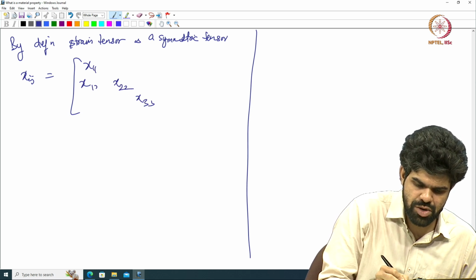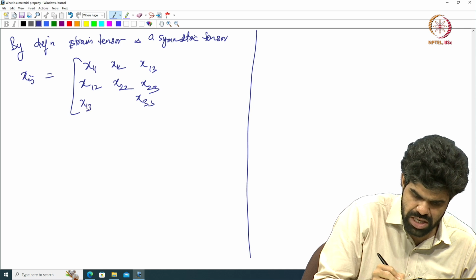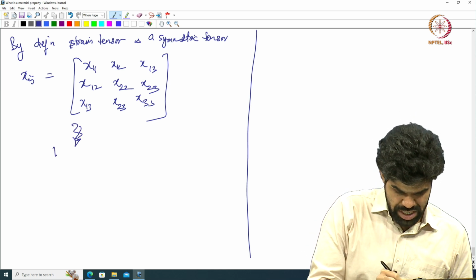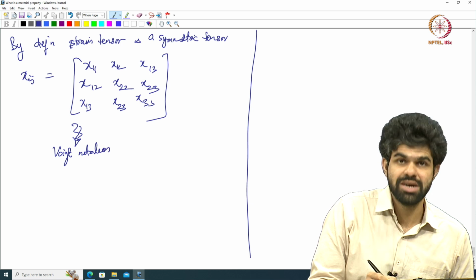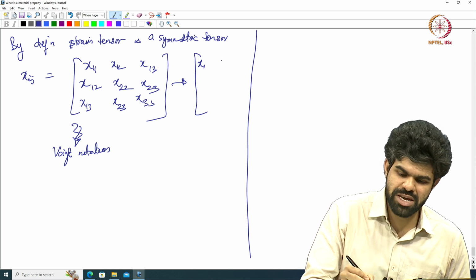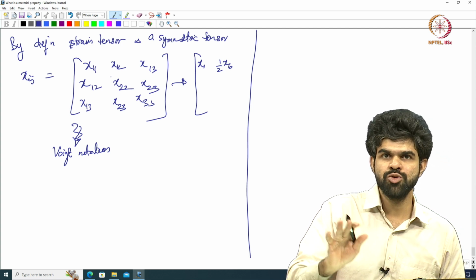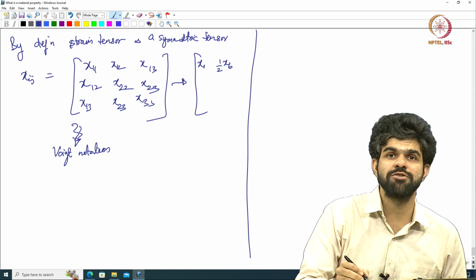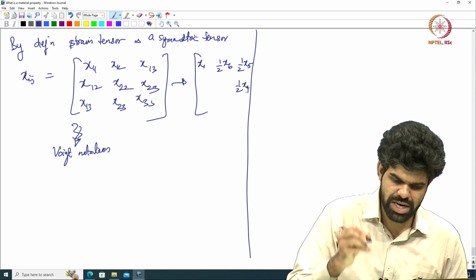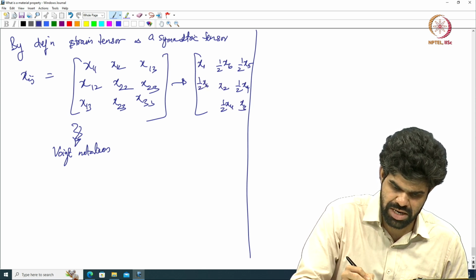x33, x12, x12, x13, x23, x13, x23, right. And since strain is a symmetric tensor, I can also use the Voigt notation to denote strains. So, the Voigt notation looks something like this: x1. Here one needs to be a bit careful. The way I will define my x5 will make sense later on when I do piezoelectricity. In this course I am going to define x12 as half of x6, okay, and x13 as half of x5, x23 as half of x4, right. So, I have half of x4 here, I have x3, x2, half of x6 here and half of x5, right.